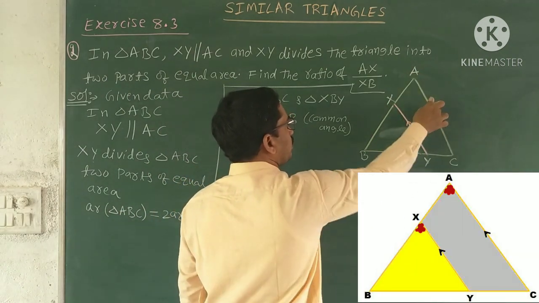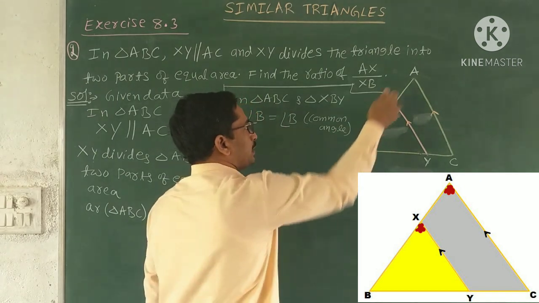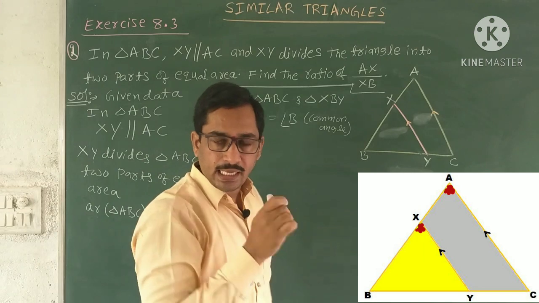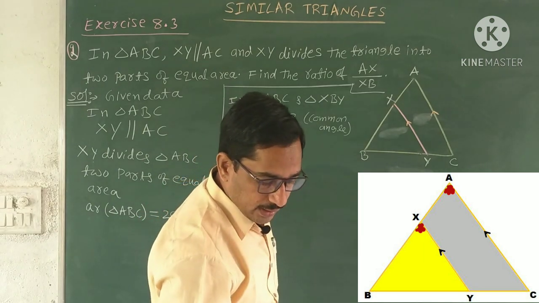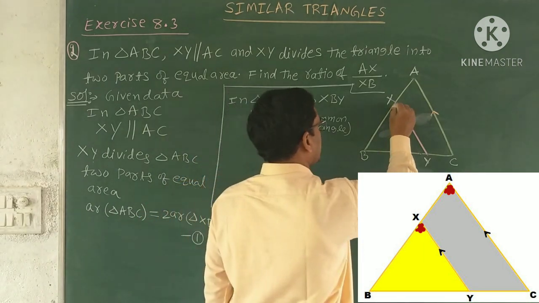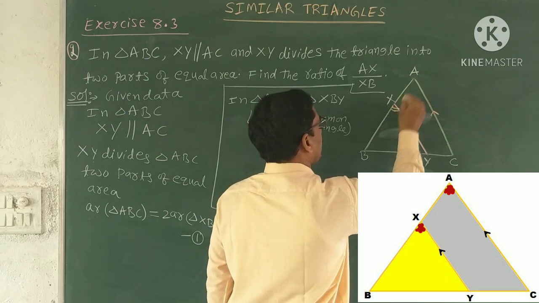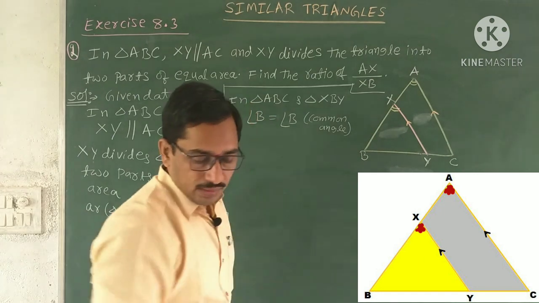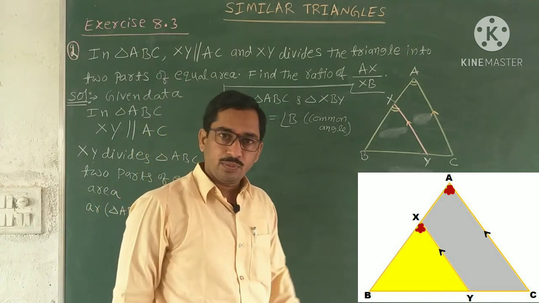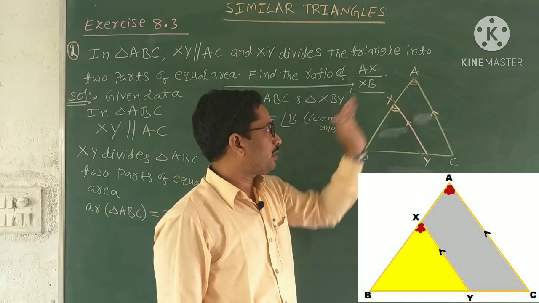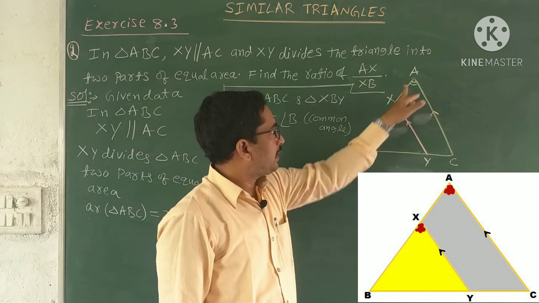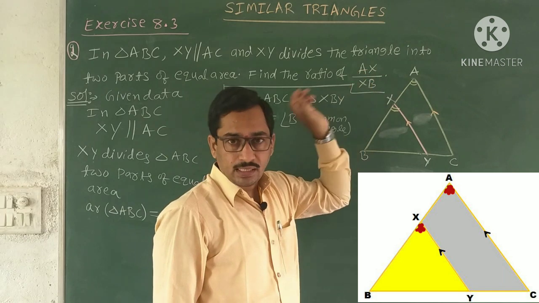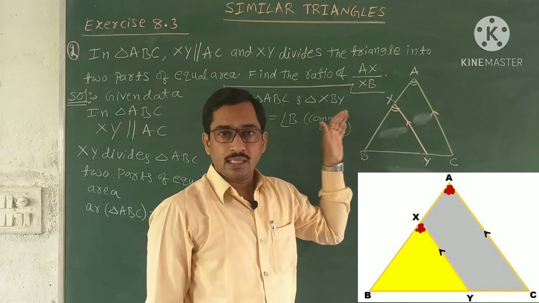If XY and AC are parallel, then here I am selecting AB as a line of transversal. Then these two angles are equal. They are corresponding angles. Corresponding angles means they lie on the same side of the transversal, one is an exterior angle and another one is an interior angle. Then these two angles are known as corresponding angles, and corresponding angles are equal.